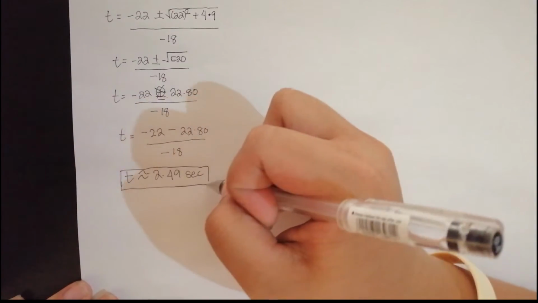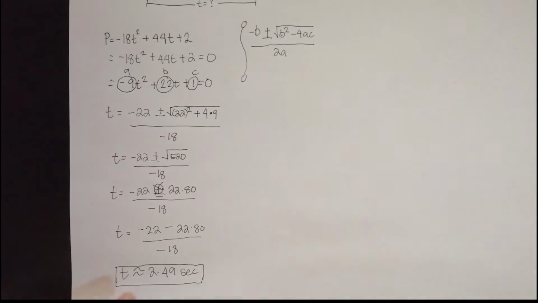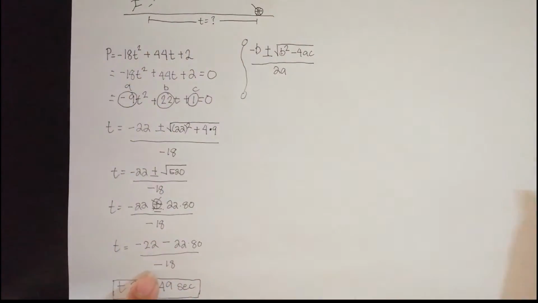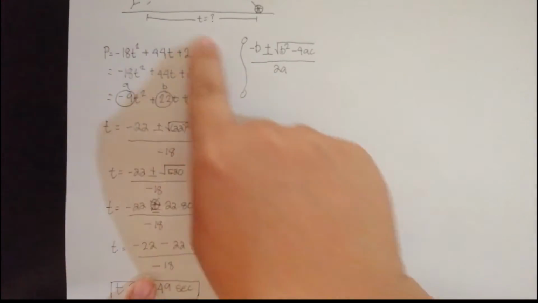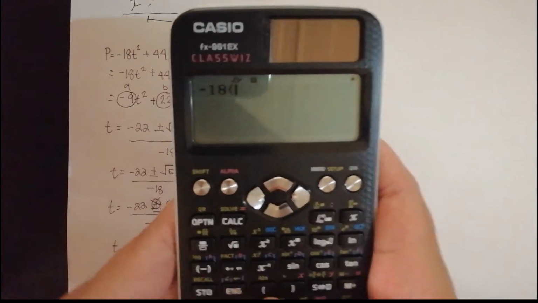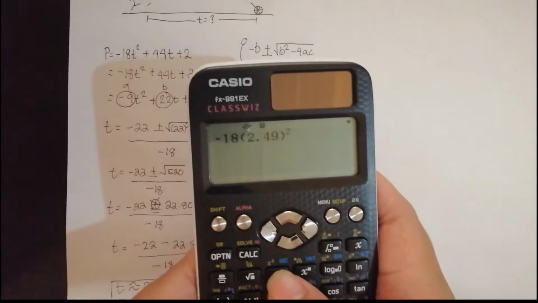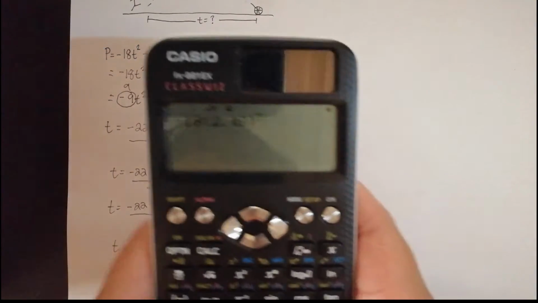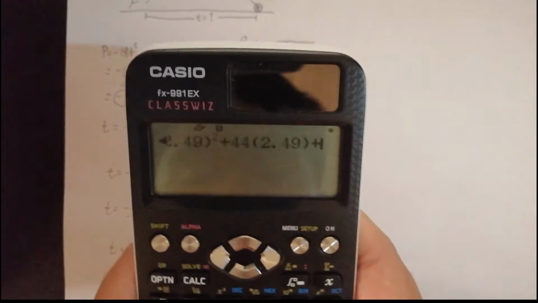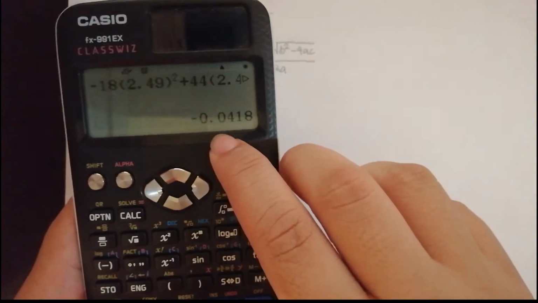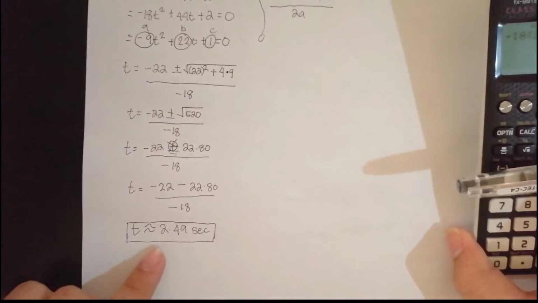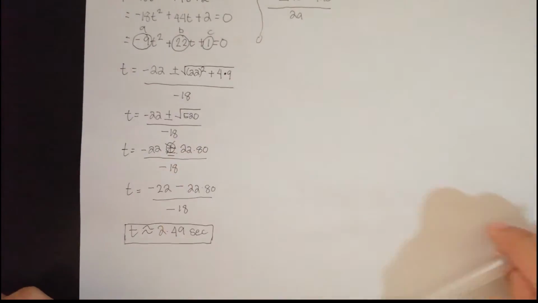Now to make sure, let's substitute this 2.49 into the original equation, which will be this one, since our goal is to make this one 0. So negative 18 times 2.49 squared plus 44 times 2.49 plus 2. Now it will be 0.0418. So it is still close to 0, since this is just an approximation. So this is your final answer.